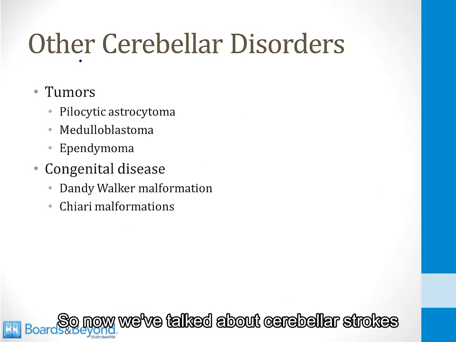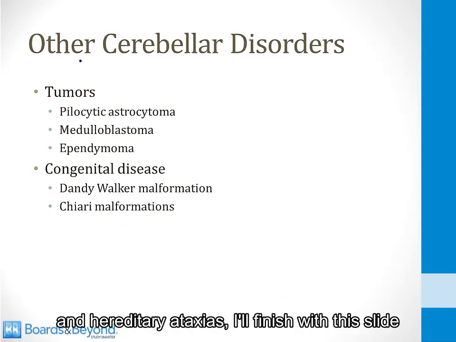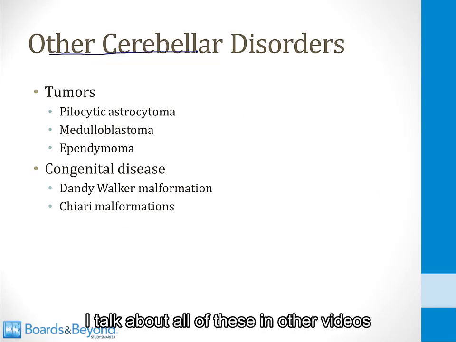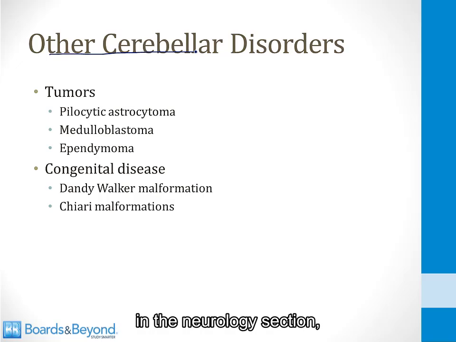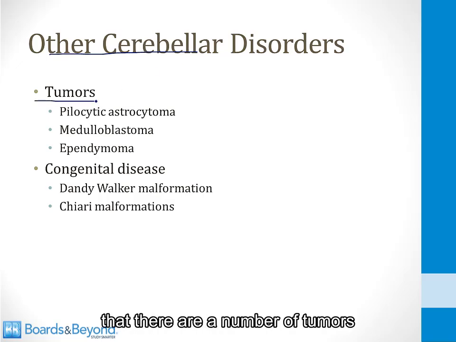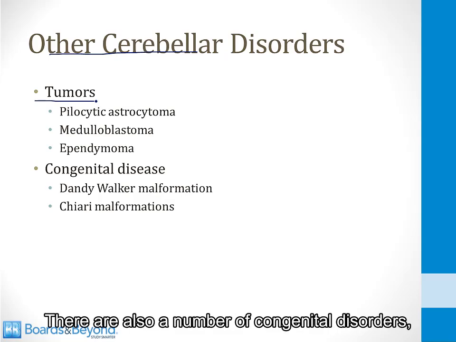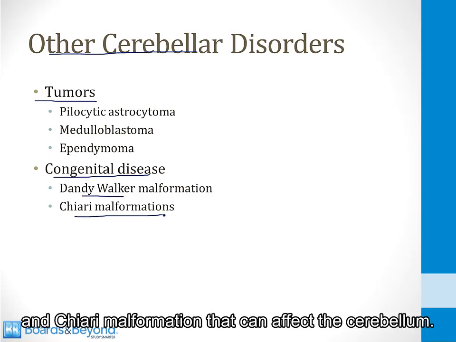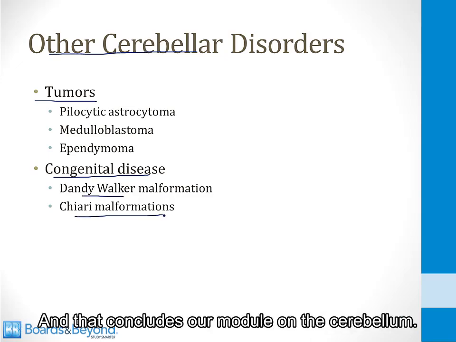So now we've talked about cerebellar strokes and hereditary ataxias. I'll finish with this slide on other cerebellar disorders. I talk about all of these in other videos in the neurology section, but I just want to remind you that there are a number of tumors that can involve the cerebellum. There are also a number of congenital disorders, including Dandy-Walker malformations and Chiari malformations, that can affect the cerebellum. And that concludes our module on the cerebellum.